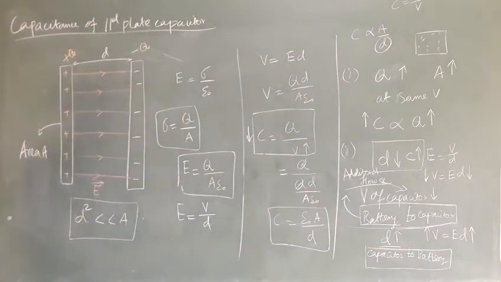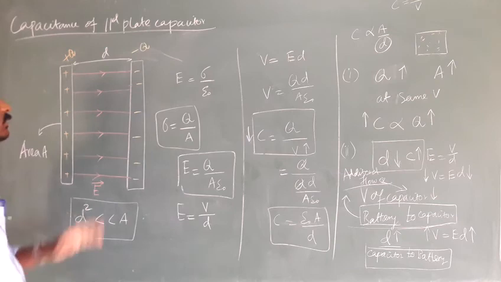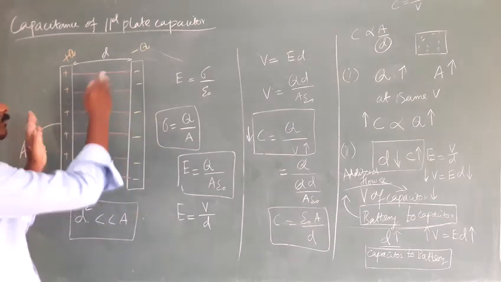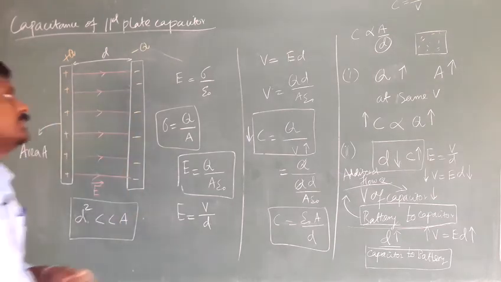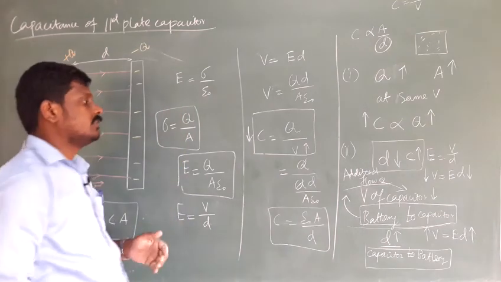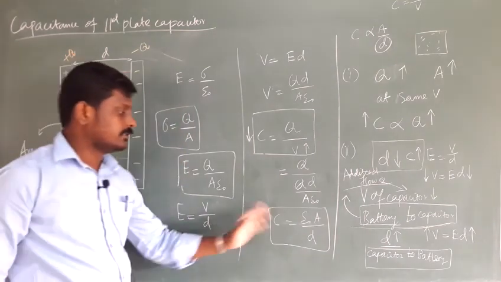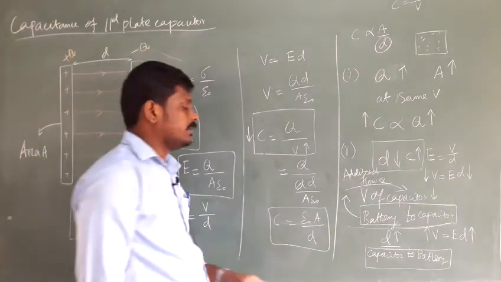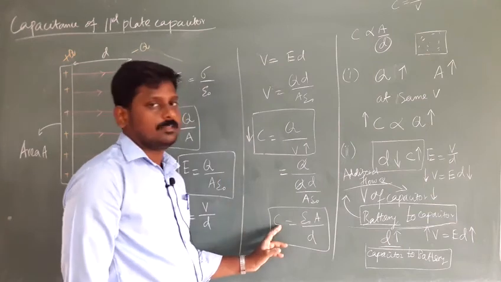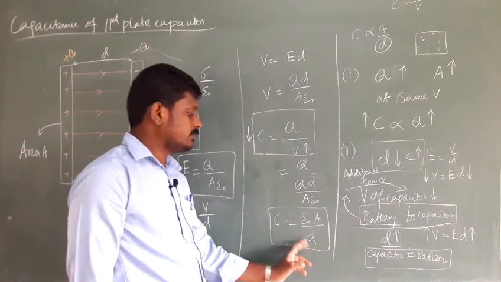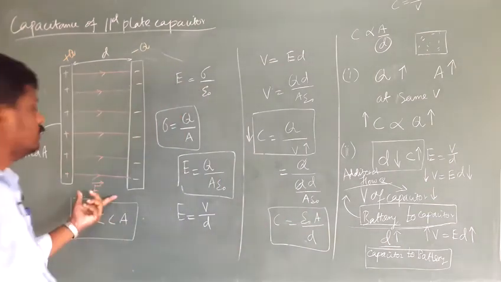So what are the things we have discussed now? First, some small derivation: the capacitance of a parallel plate capacitor. What is the electric field due to parallel plates, that is, due to charge? E is equal to sigma by epsilon naught. And so you will get C is equal to epsilon naught A by D. So capacitance is directly proportional to the area of the plate and inversely proportional to the distance between the two plates.